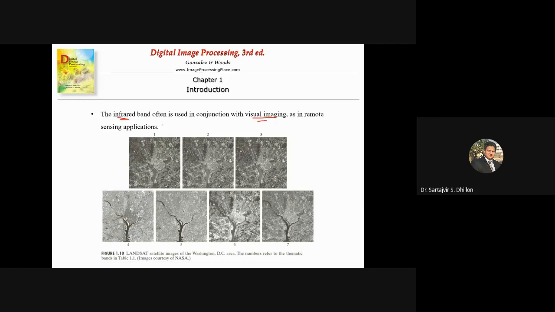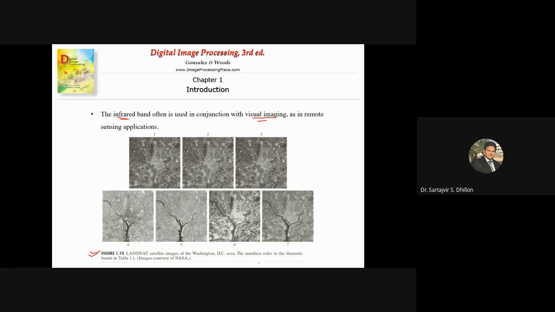So in remote sensing applications, the satellite images consist of multiple bands. There is a red band, green band, blue band. Then there is infrared, shortwave infrared, far infrared, and the thermal band. So there are a lot of bands, and here we are talking only about the infrared. But yes, here you can check it out. There is a Landsat image. Landsat is a satellite launched by NASA.